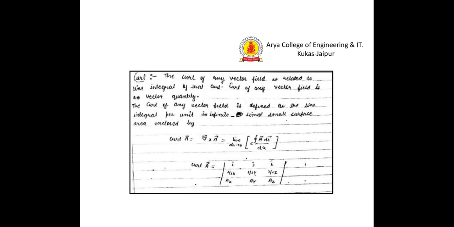As we know from the vector cross product property, we can calculate the curl of any vector by the determinant method. By this method, we can write the determinant of i j k, del over del x, del over del y, del over del z, ax, ay, az.